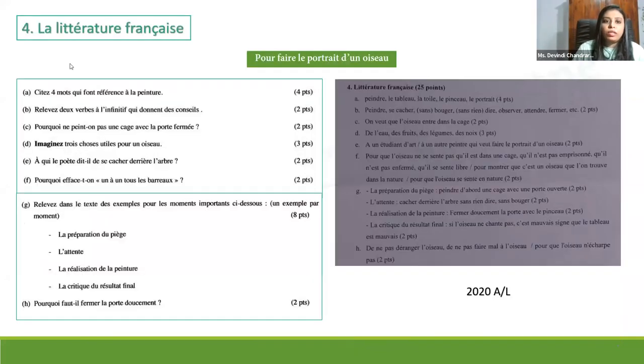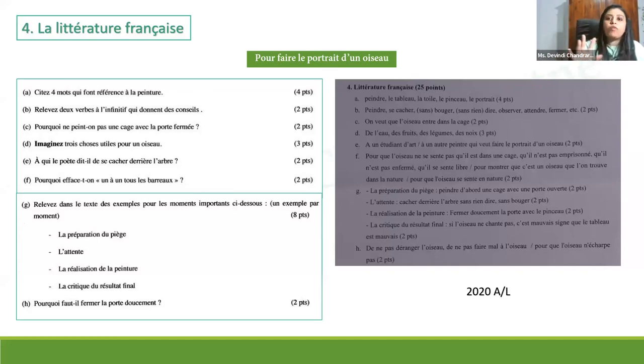And then finally to the literature text. So again, I'm taking 2020 A level 1. So this is from the literature text. So it's a poem, you know. So from that poem by Jack Prévert, you have been asked questions. If there are students from the second batch, you can memorize the things, right? So it was from the poem by Jacques Prévert.